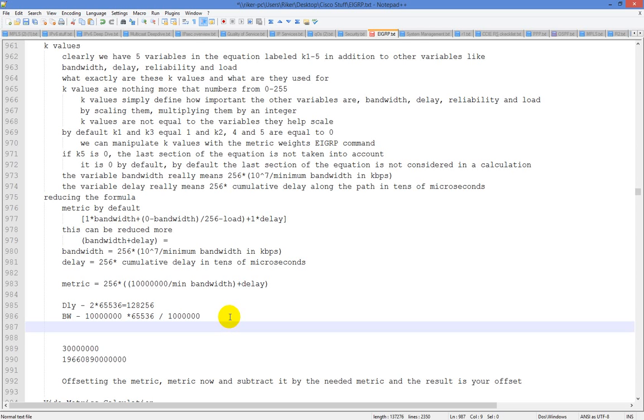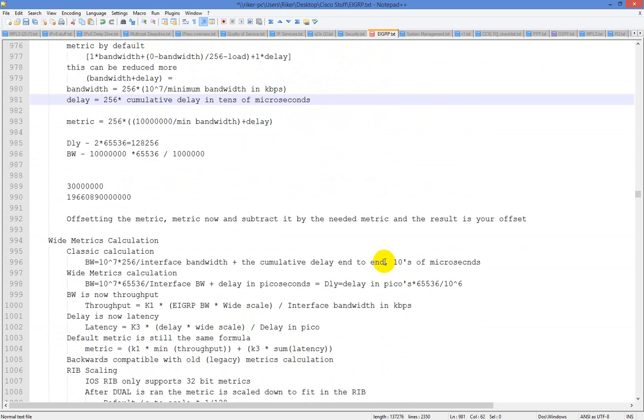So EIGRP, I believe, has a total top-end metric. It can go up, I think, to 3 or 4 terabits per second. It's some insanely large number. So that would be your calculation for that. Now let me get into wide metrics, and then that'll break down what's going on. And then we'll take a look in the next video at how the calculation would break down.